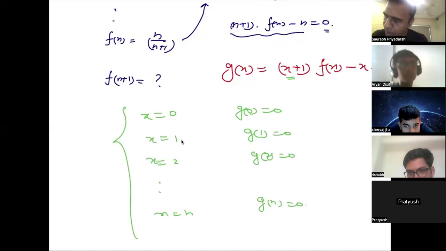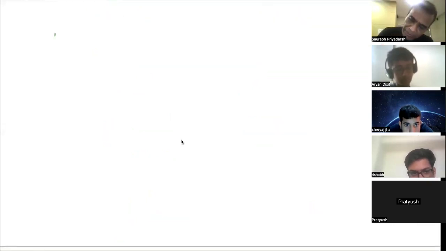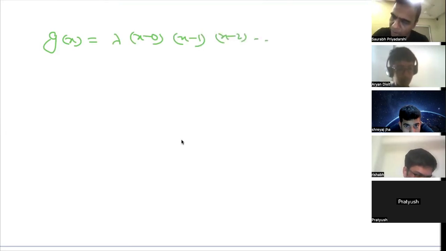n plus 1 means g(x) has n plus 1 roots, but we don't have any idea about the leading coefficient. So can I say this g(x) is nothing but lambda times x minus 0, x minus 1, x minus 2, up to x minus n, the roots being the zeros? Is this okay?